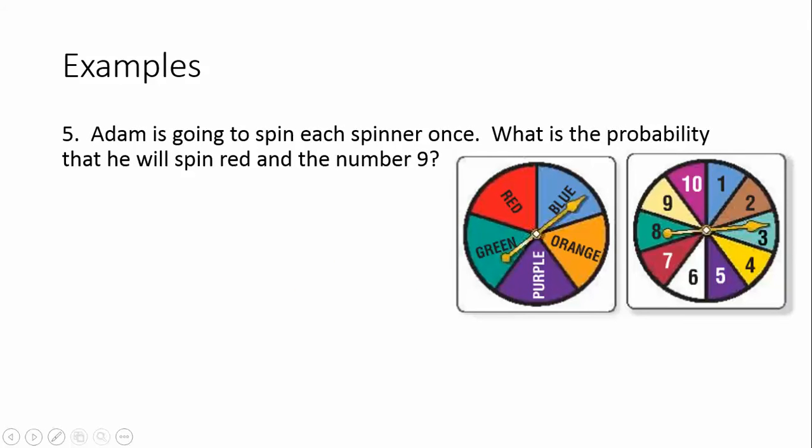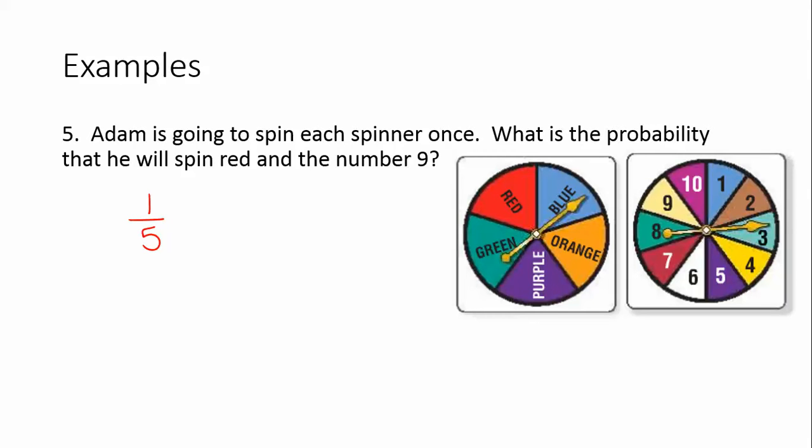Finally, we have a situation here where we have 2 different spinners, and we're going to spin each one of them once. So what's the probability that we spin red and the number 9? So the probability that we land on red and the number 9, the fundamental counting principle tells us to multiply those 2 probabilities together. So first let's look at red. What's the probability that it's going to land on red? And you can see that each of these colors is equally likely to occur. So 1 red out of 5 colors. So first, to get a red, it's 1 out of 5.